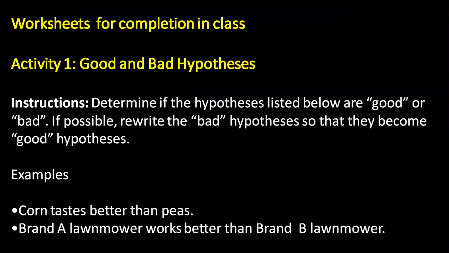Once they completed the pre-work, the in-class assignment consisted of 5 activities, and the students completed the worksheets in groups of 2 or 3 and discussed their answers. Activity 1, this is where they looked at whether a particular hypothesis is a good or a bad one, and if possible, to rewrite the bad statement to make it a good hypothesis.